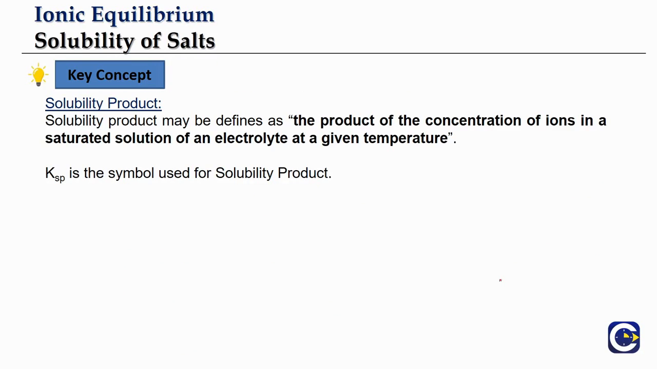Now let us see how we will bring in the concept of ionic equilibrium in the case of the dissolution of sparingly soluble salts. Let's say, for example, we have the dissolution of barium sulfate. Barium sulfate is in the solid state. So when it is dissolving in water, it is going to give us what? Barium 2 plus ions and sulfate ions. These two ions will be in the aqueous state.